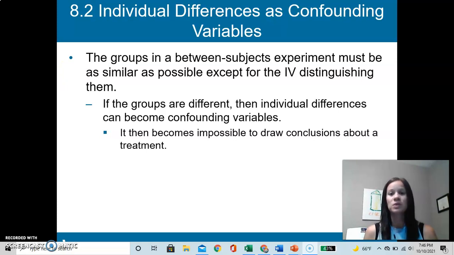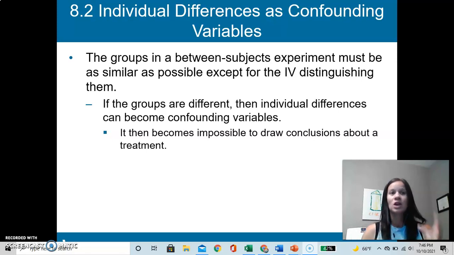The groups in a between subjects experiment must be as similar as possible, except for that IV, that independent variable that is distinguishing them. Meaning that the people in group 1 and in group 2 and in group 3, we're trying to make them basically as even as possible in all personal characteristics. And the only thing that differs really across them is the condition, the, let's say, high motivation group, medium motivation group, and no motivation group. If the groups are different, okay, then individual differences could potentially become a confounding variable.